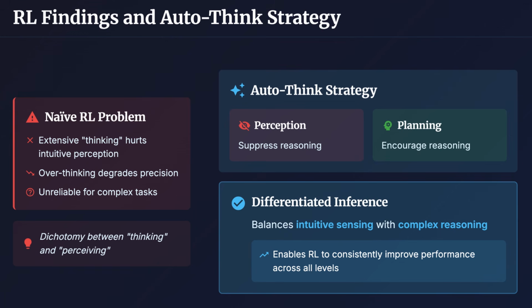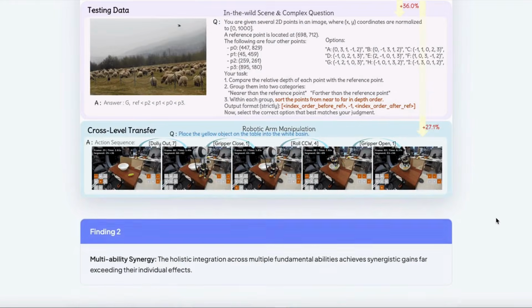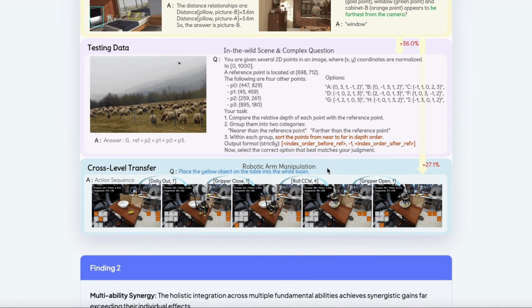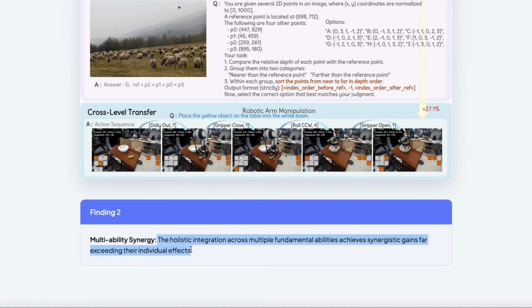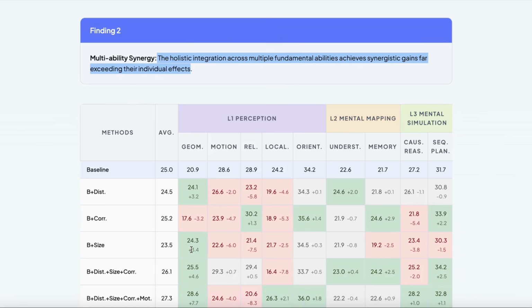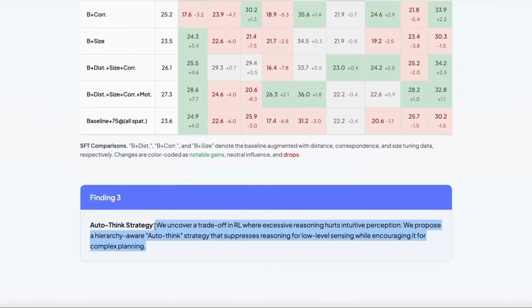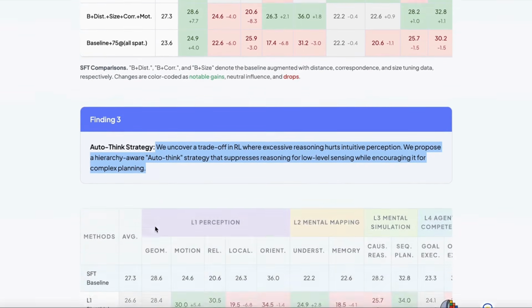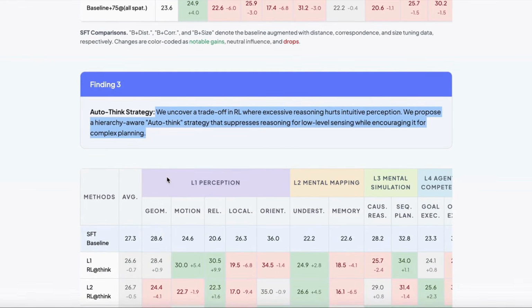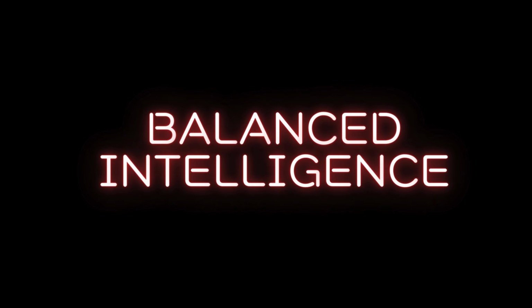The researchers discovered that more thinking isn't always better. Naive reinforcement learning pushes models to overthink, which helps complex reasoning but hurts basic perception. This exposes a real tension between perceiving and reasoning. Their solution is AutoThink, a hierarchy-aware strategy that suppresses reasoning for simple perception and activates it only for complex planning and decision-making. The result? Balanced intelligence.